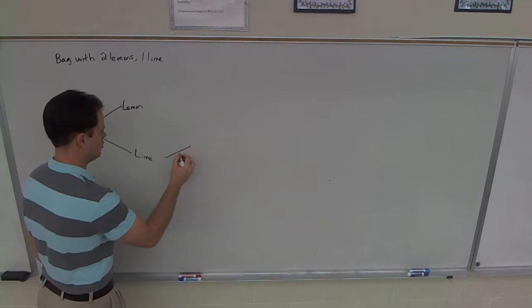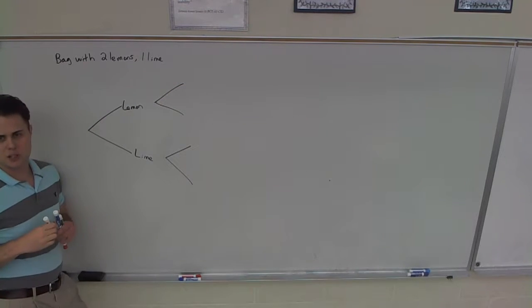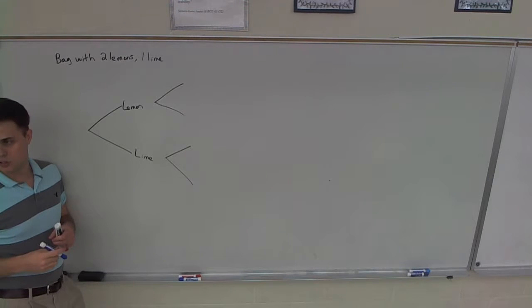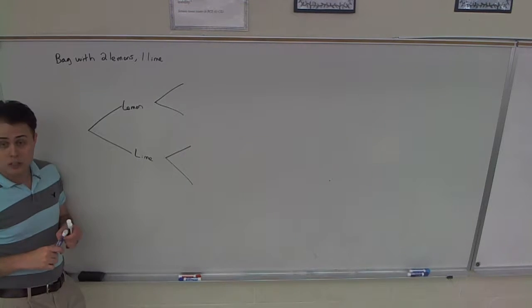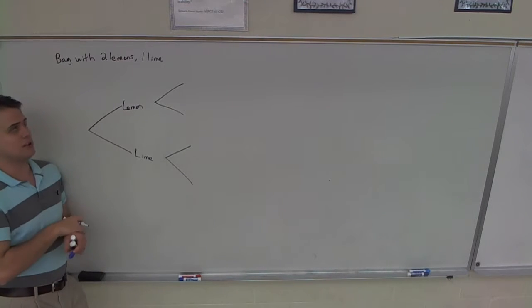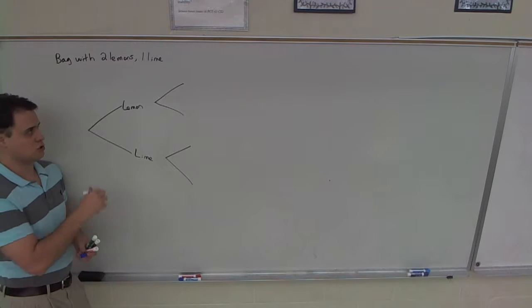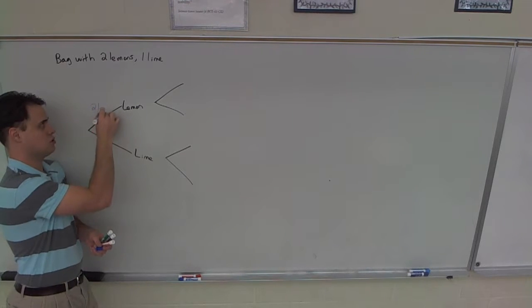And then we're going to do it again, right? So what if that happens or that happens? We're not replacing them in the bag, and that issue of not replacing them is what creates a tree diagram with conditional probabilities in the first place. So what's the chance of getting a lemon? 2/3. So that's what you'd label with here.